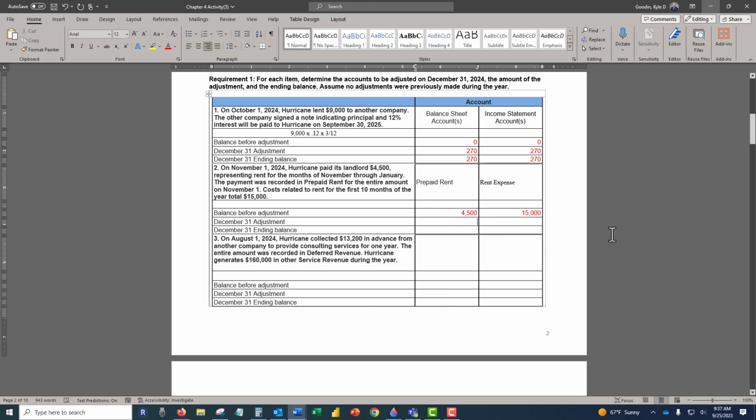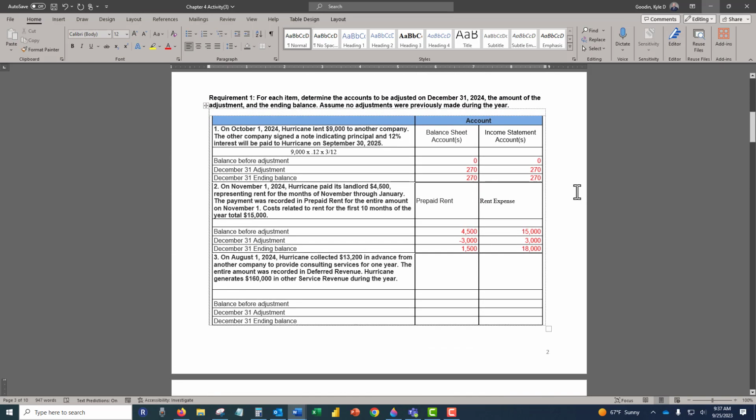What's our adjustment at the end of December? Negative $3,000, right? Okay, we've got rent for 2 months, November and December, that's $3,000. We're going to increase our expense by $3,000 here. What are our ending balances? Well, we've got $1,500 here, and then we've got $18,000 in rent expense.